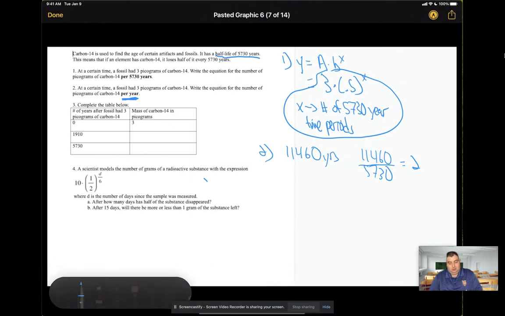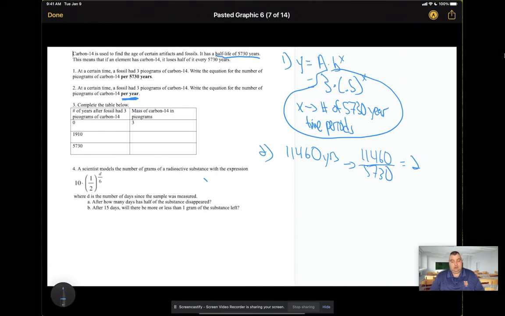Let me do one more. If I had, and again I'm using a calculator on my phone, 17,190 years, I would have to take that and divide it by, again, the half-life, and I would get, in that case, 3. So 17,190 years is 3 5,730-year time periods. So the key in this case is I'm taking the number of years and dividing it by 5,730.